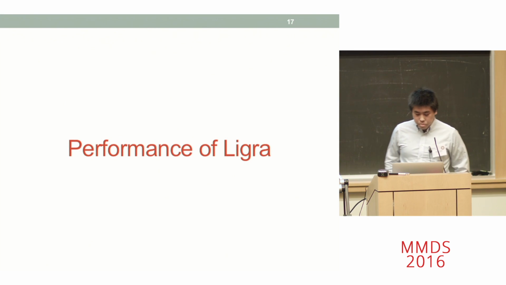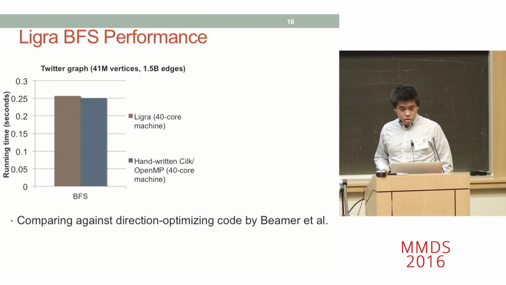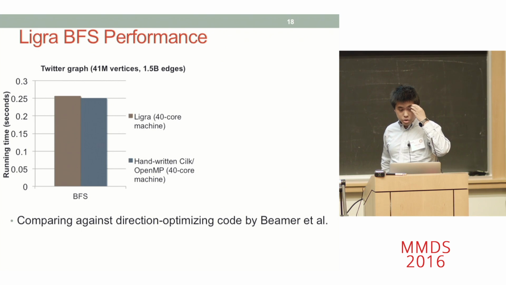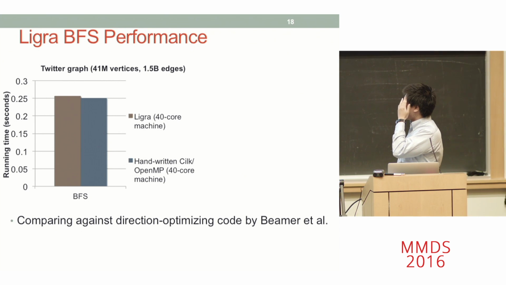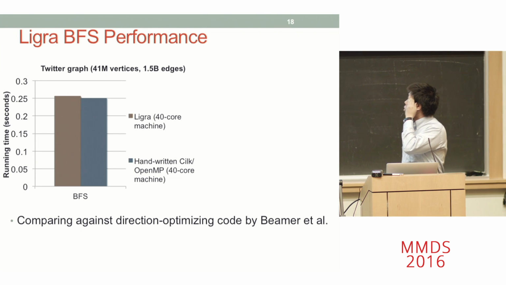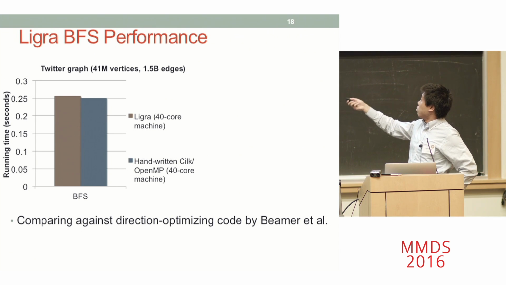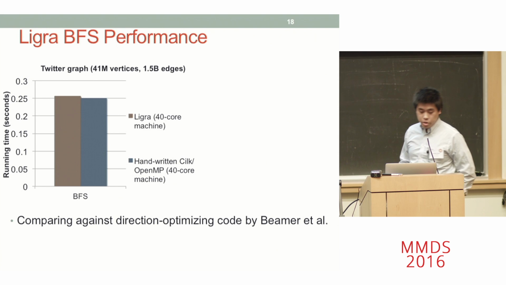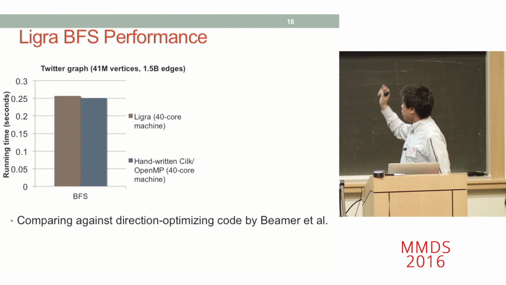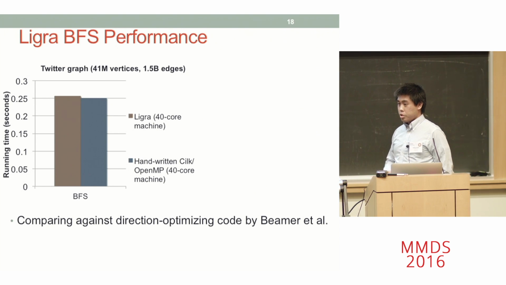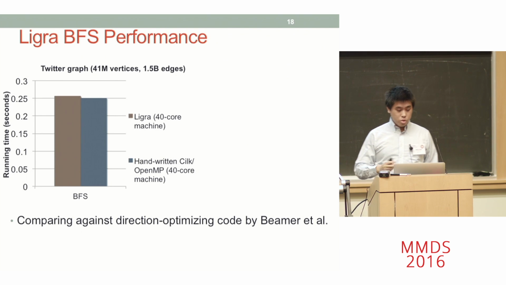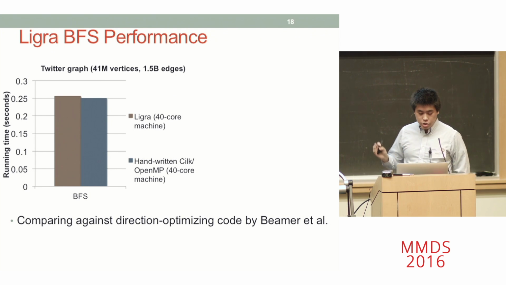All right, so here are some performance numbers for Ligra. First, I'm going to look at breadth first search. Again, this is done on the Twitter graph on 40 cores. Here I'm comparing Ligra with handwritten code for the same application, BFS. And this is actually the code by Beamer et al., which initially introduced the idea of switching between two modes of traversal. And this is actually pretty good code.